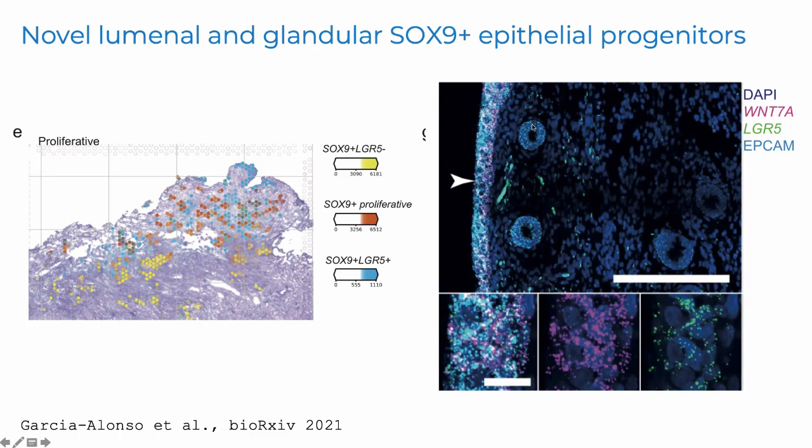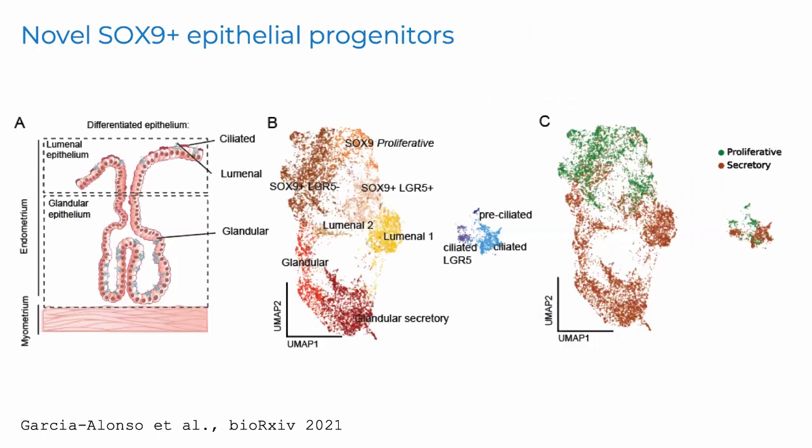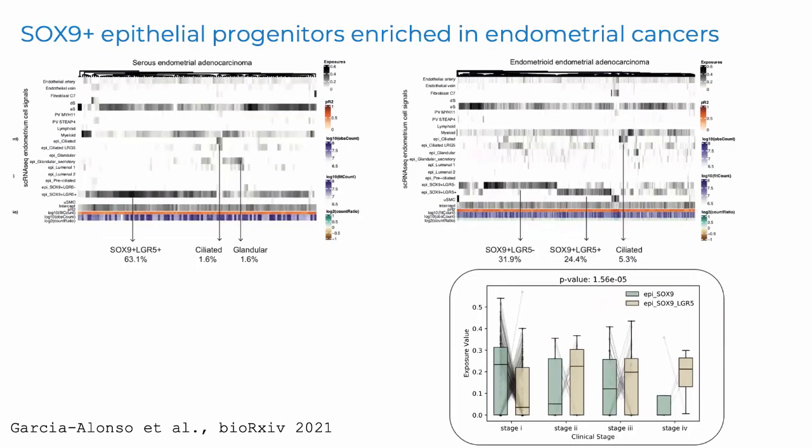So with this map, which is all in healthy samples, we then wanted to see if we can use that information to better understand endometrial pathologies. Basically, we analyzed endometrial cancer and also endometriosis, and in both cases we see an enrichment of the SOX9 positive population.